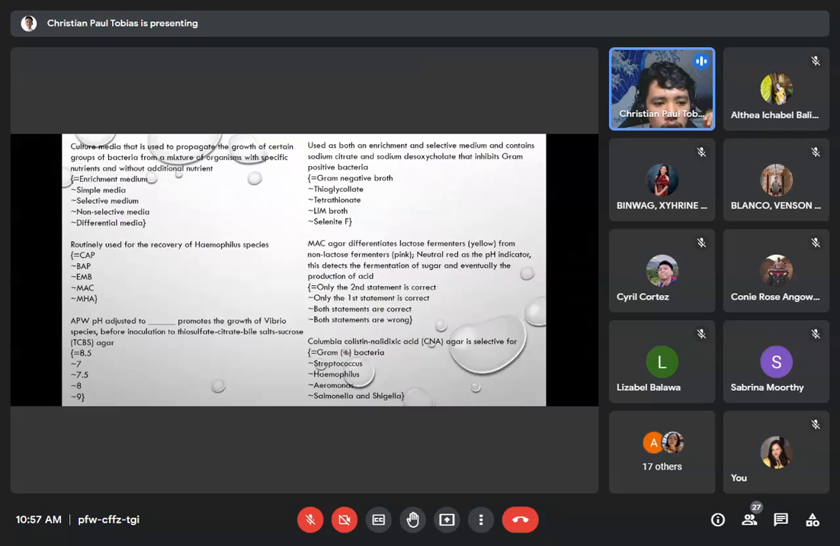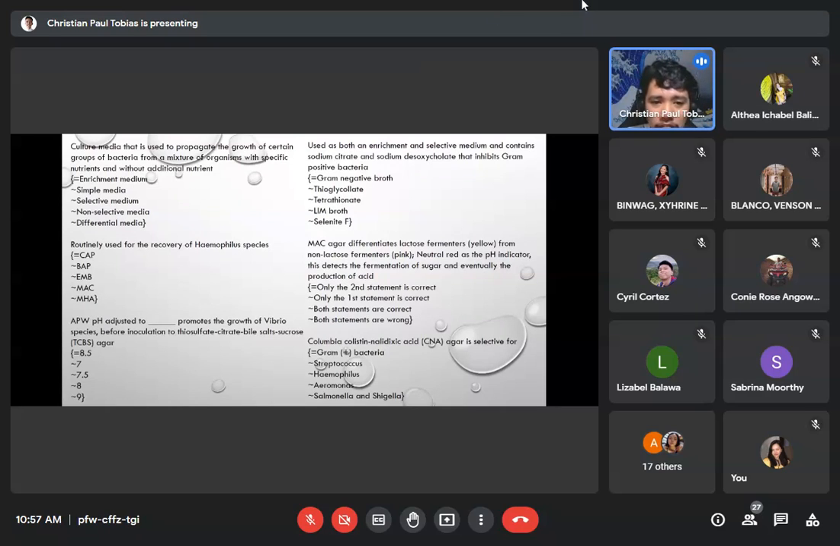Nasa kwanto, table. Alkaline peptone water adjusted to 8.5. Okay. Promotes growth of Vibrio species. Okay. Used as both an enrichment and selective medium that contains sodium citrate and sodium desoxycholate that inhibits gram-positive bacteria. So, your gram-negative broth, ini-inhibit niya daw yung gram-positive. So, para saan siya? Sa gram-negative.